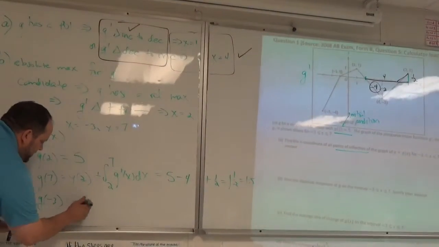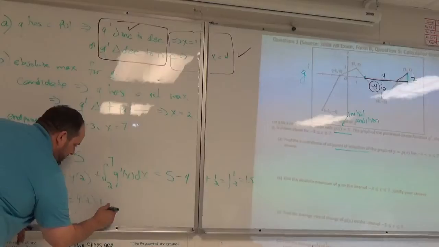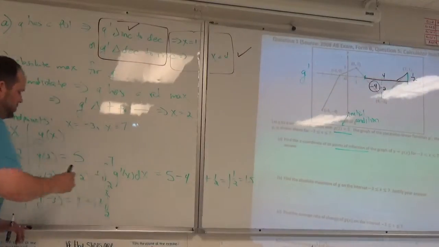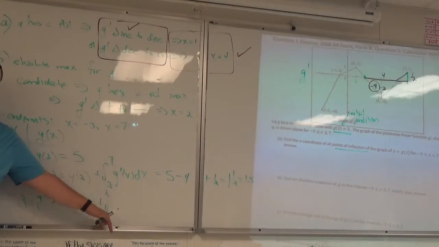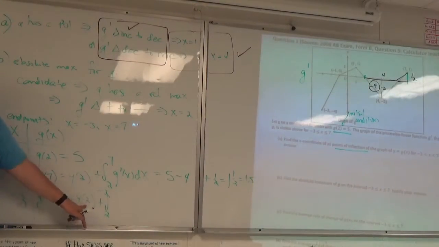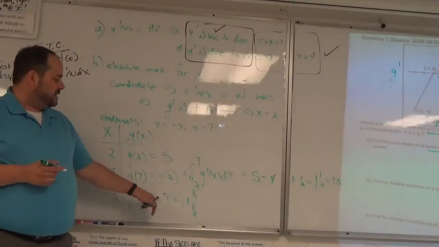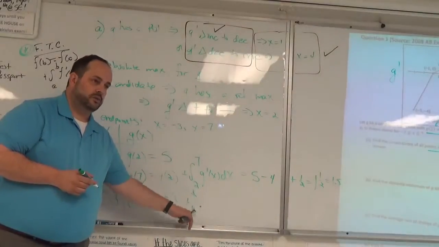G of negative 3 equals G of 2 plus the integral from 2 to negative 3. This is where we're going to make the mistake. Number 1, don't get worried: why is the 2 on the bottom? Because 2 is your initial condition. It's the one that you know. The final equals the initial plus the total change.